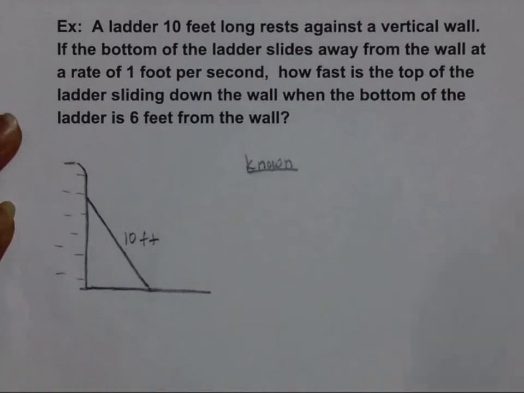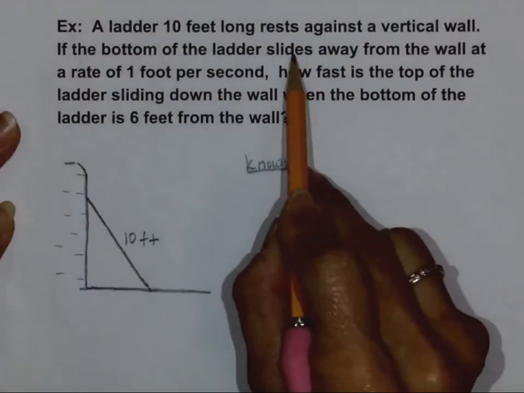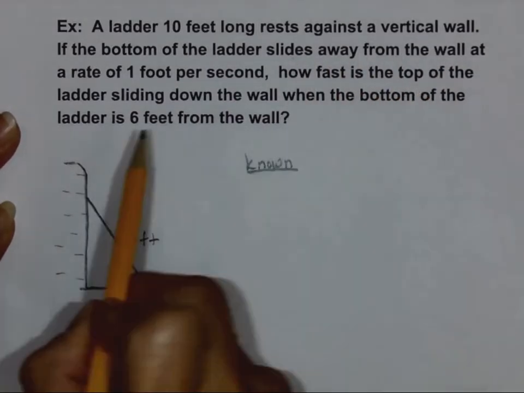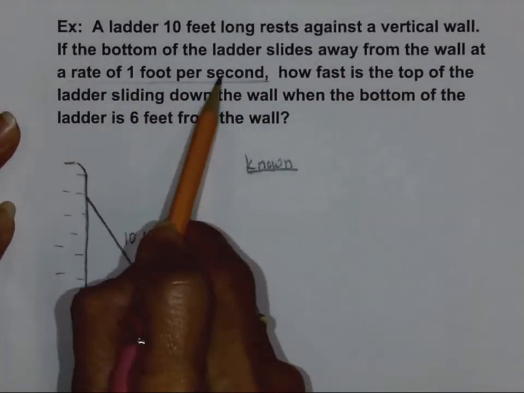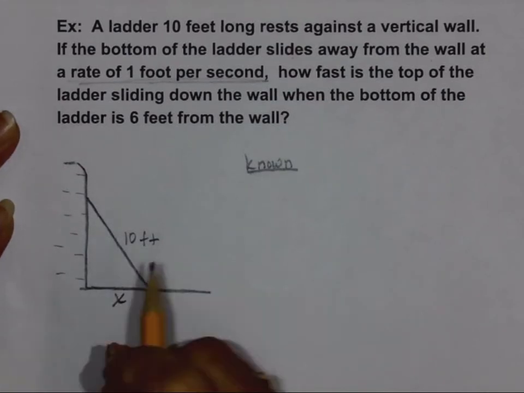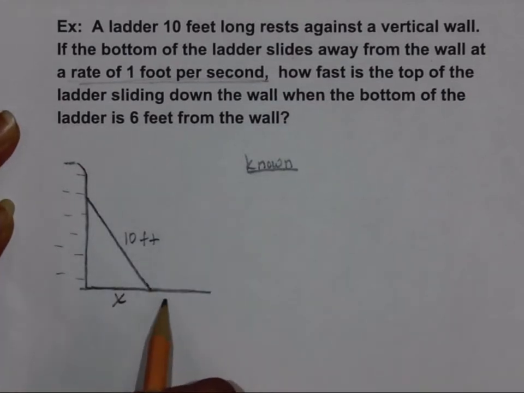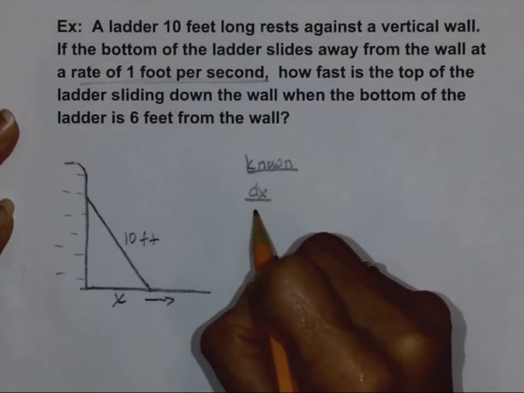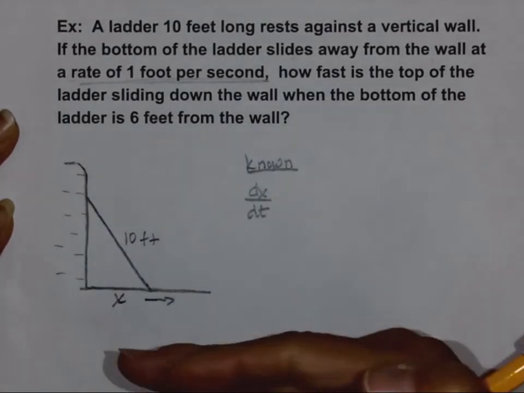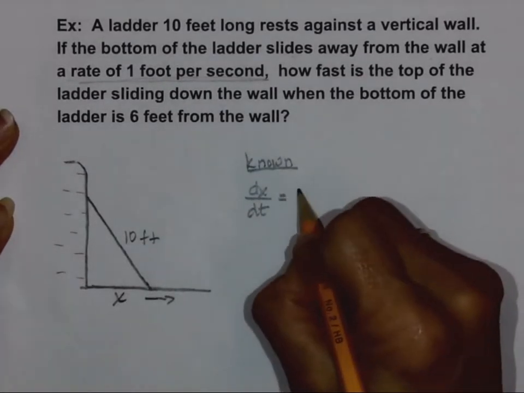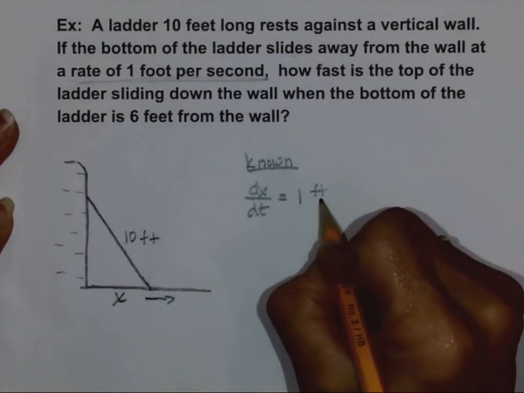And it says the bottom of the ladder is moving away from the wall at the rate of 1 foot per second, so I'm going to label this x, and that is the rate at which the ladder is moving away from the wall. That will be your dx/dt, because that's how fast it's moving, and it's moving away from the wall, so it's positive 1 foot per second.